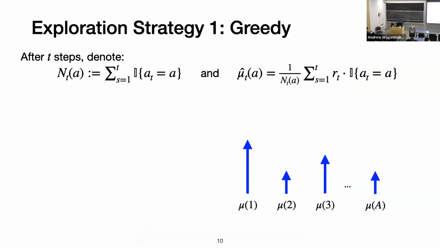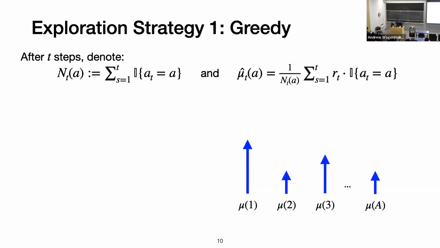First, I'm going to introduce some notation. Say I interact with my environment for little t steps, then I'll define N_t(a) to be the total number of times I've played action a. So I just sum over the first t steps, checking whether I played action a. And I'll denote mu hat_t(a) to be the estimated reward I got from action a. mu hat_t(a) is simply the sum of the rewards I collected from pulling arm a, divided by the number of times I pulled arm a. Okay, it's just the mean.